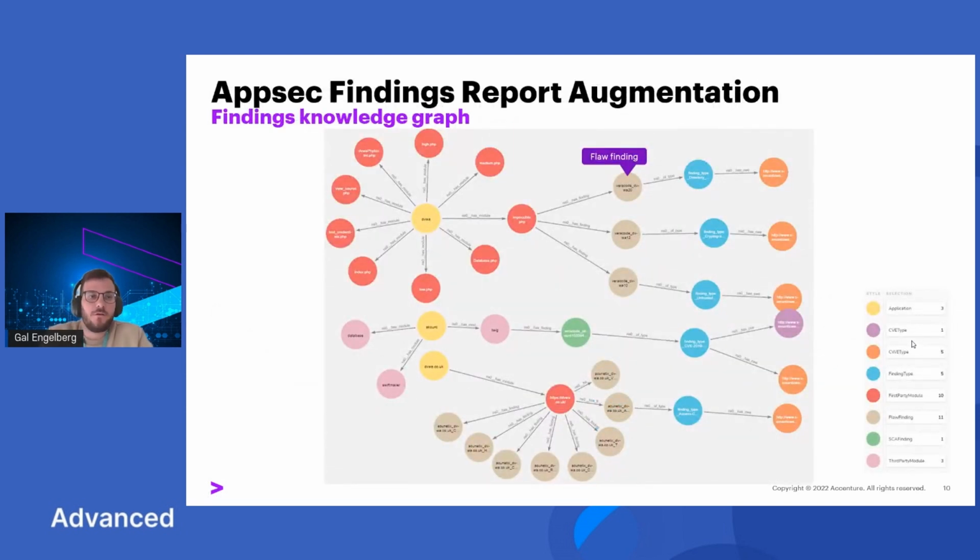This is an example of a finding knowledge graph. You can see here, basically, it's a graph that represents the finding report. Yellow nodes stand for applications. You can see here red nodes that stand for modules. You can see here brown nodes that stand for findings. And you can see that the orange node stands for the mapped CWEs for each finding.